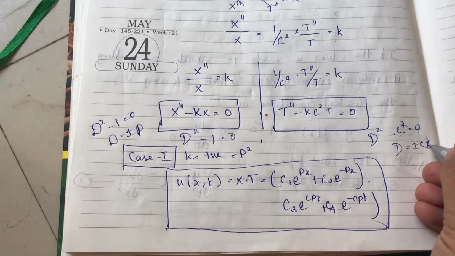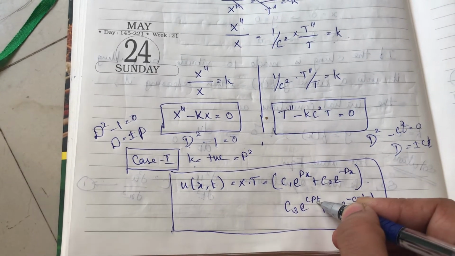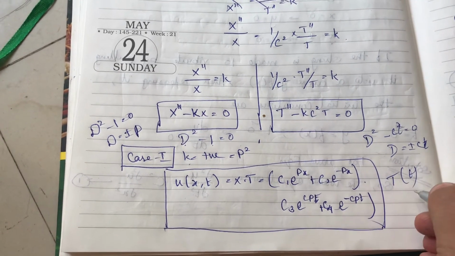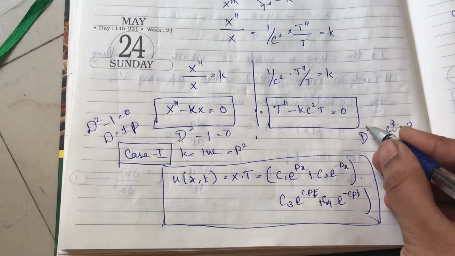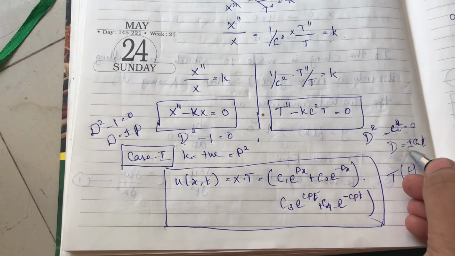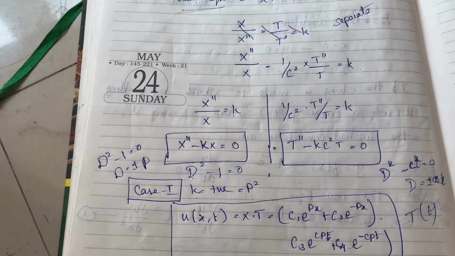So the first is in terms of x and this one is in terms of t. I am just writing t because it is a function of t, right? So D is equal to plus or minus c. D square minus c square will be equal to 0. So D equals plus or minus c. I can write like this. So this is the first case.